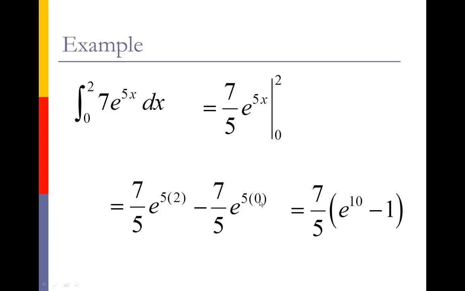And then 5 times 0 is 0, so e to the 0 is 1. So basically I factored out the 7/5 and then left the e to the 10, and then that's really e to the 0, which is 1. And so that's an example of doing the definite integral, using the fundamental theorem of calculus, this relationship that says take the antiderivative, plug in your values, take the difference.